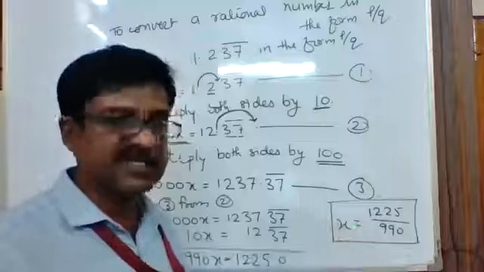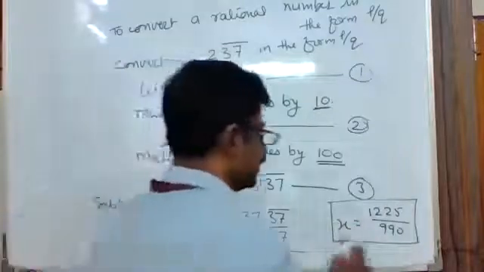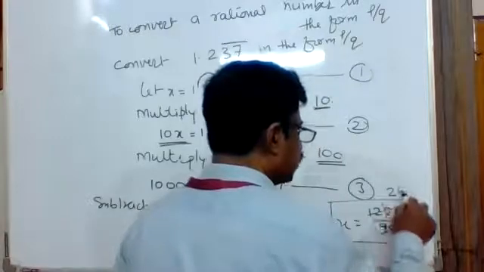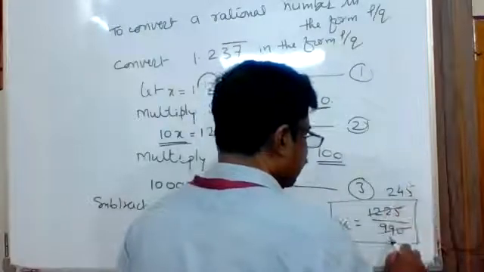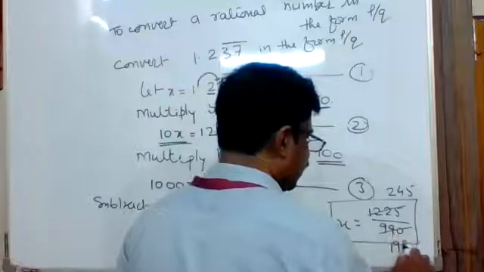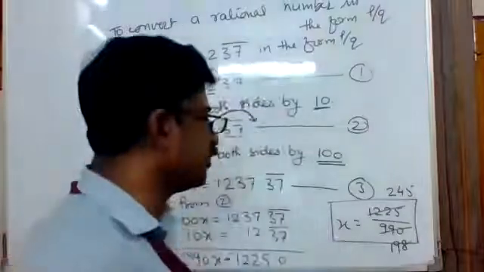If it is possible to cancel by some number, cancel it. Both are divisible by 5. Cancel it. 5 2s are 10, 5 4s are 20, 5 5s are 25. 5 1s are 5. 5 9s are 45. And 5 8s are 40, so 198. 245 upon 198.